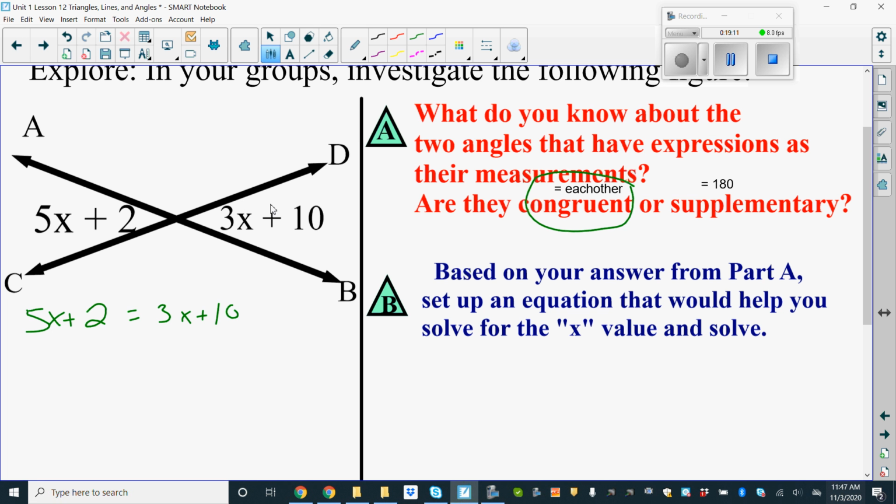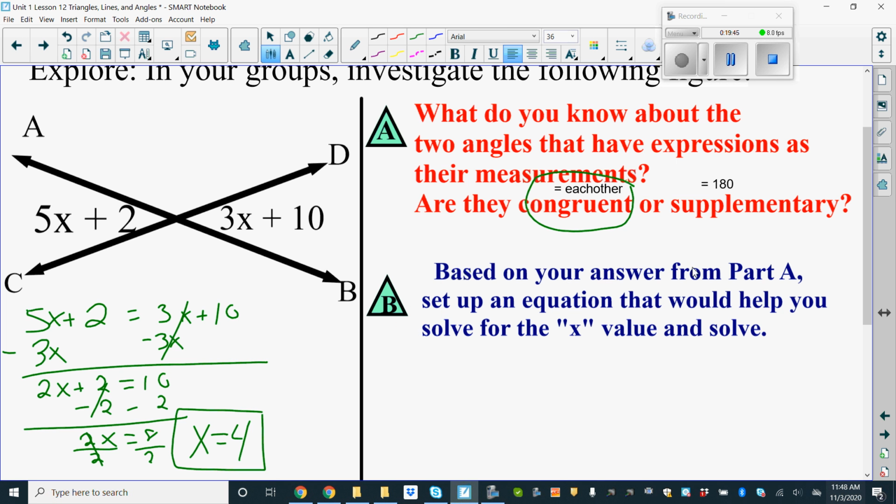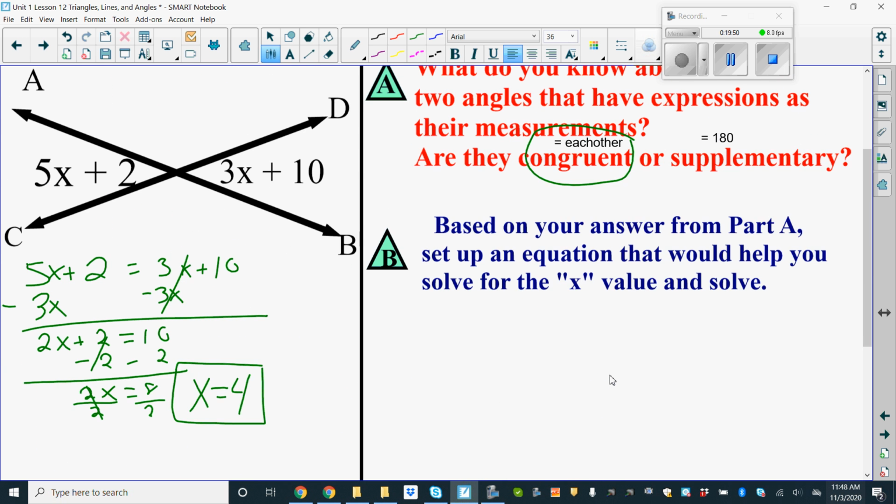You want to bring the smaller x to the larger using inverse operation. So you minus 3x minus 3x. You get 2x plus 2 equals 10. Subtract 2 on both sides, and you're left with 2x equals 8. Divide by 2, divide by 2, x equals 4. So we have just solved for just x. The angle measurement is not 4. Just the x is 4. So that's where part B comes in. Based on your answer for part A, set up an equation that would help you solve for x. And then now, we just did that.